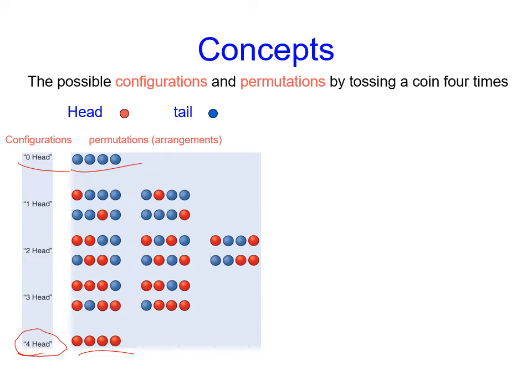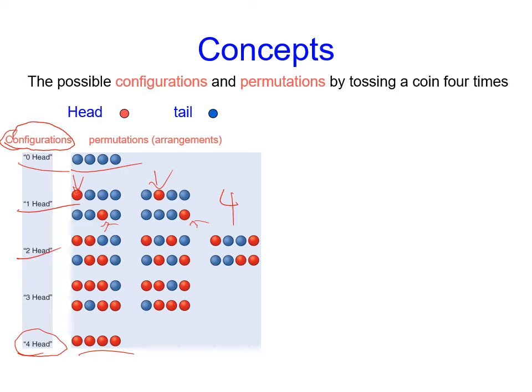Or head only shows once, that's called 1 head. So this can be the first time head shows up, and then the second, third, fourth time tail shows up. Or head shows the second time, or the third time, or the fourth time. So altogether we have 4 possible arrangements for 1 head. Now these are called configurations. So a configuration can be 0 heads, 1 head, 4 heads, or 2 heads.